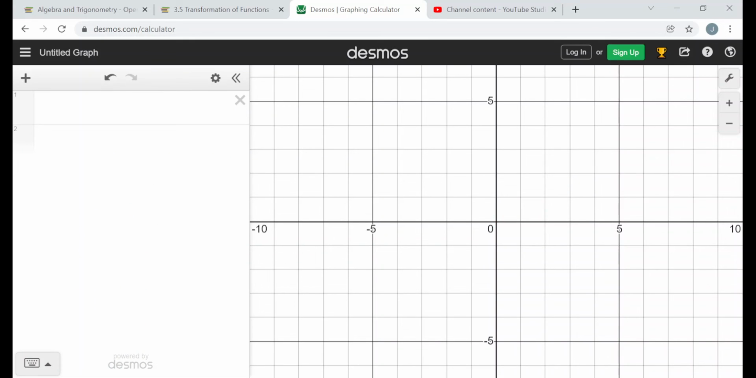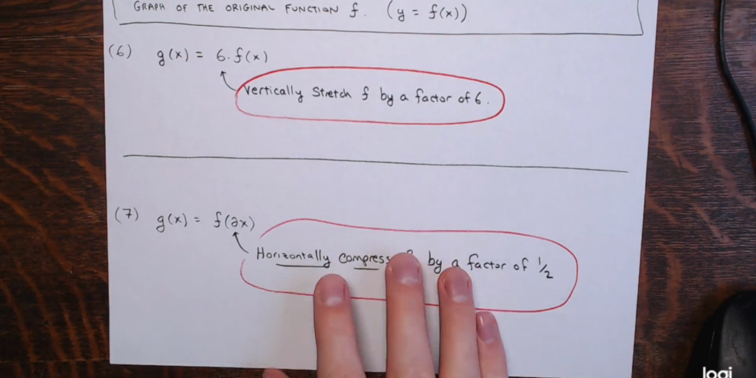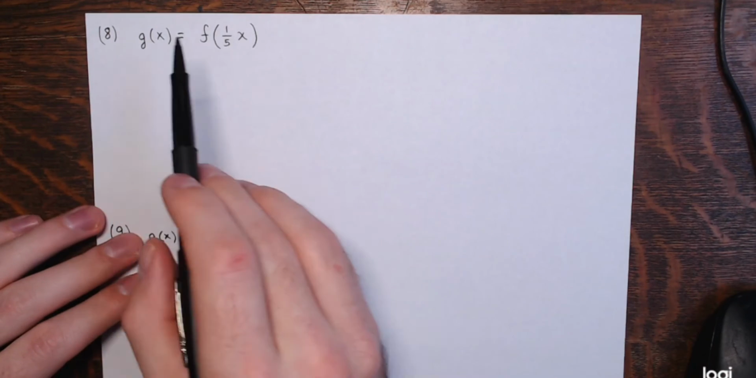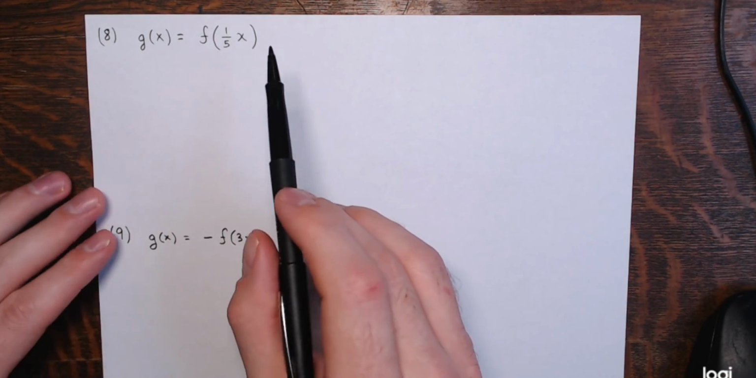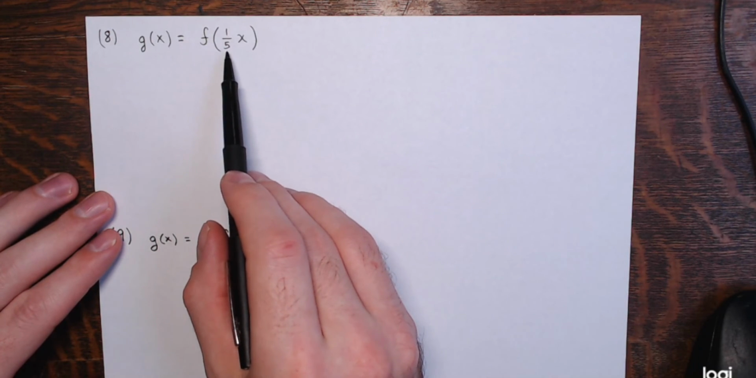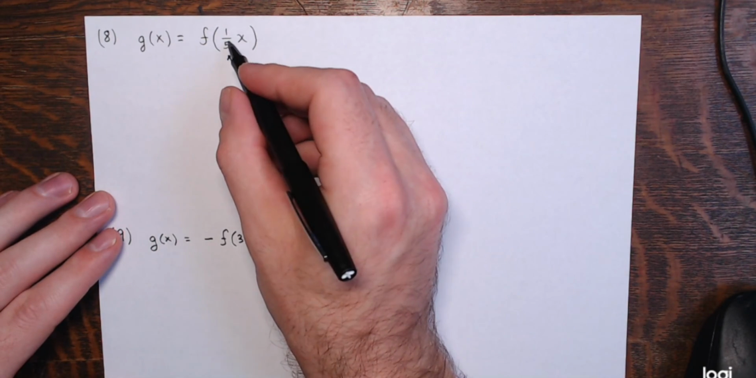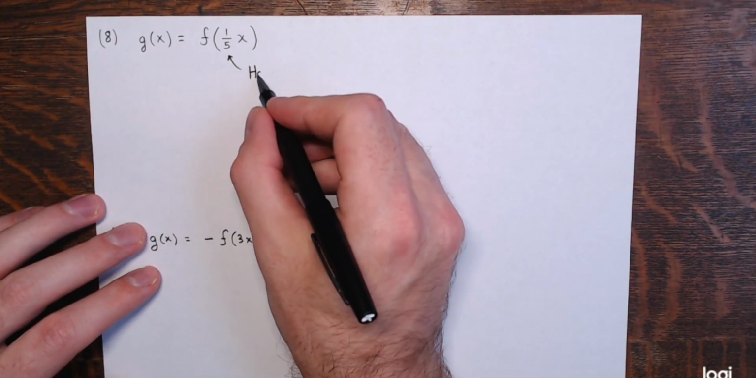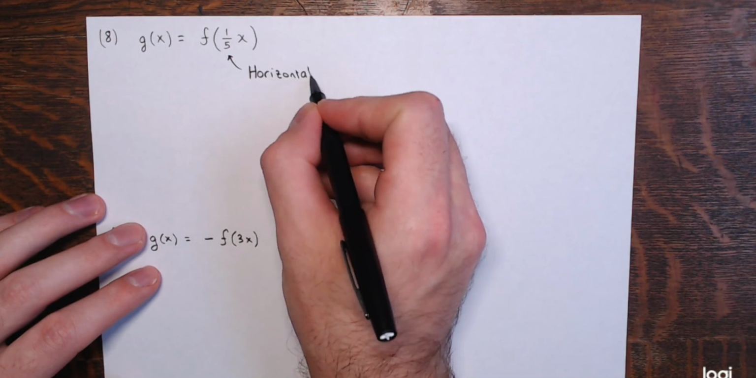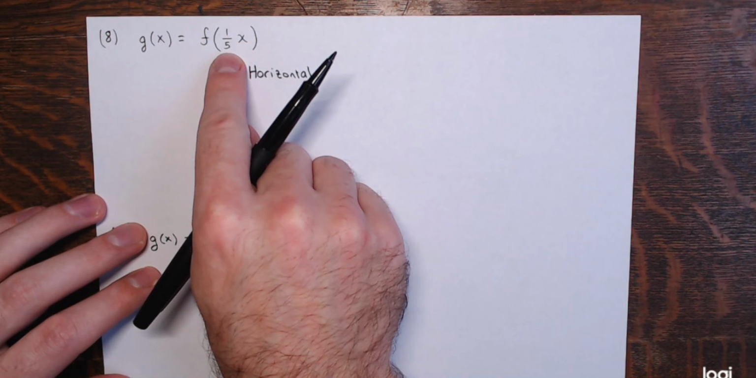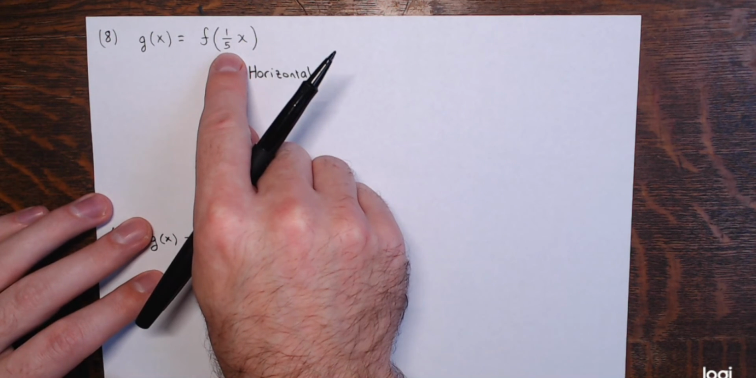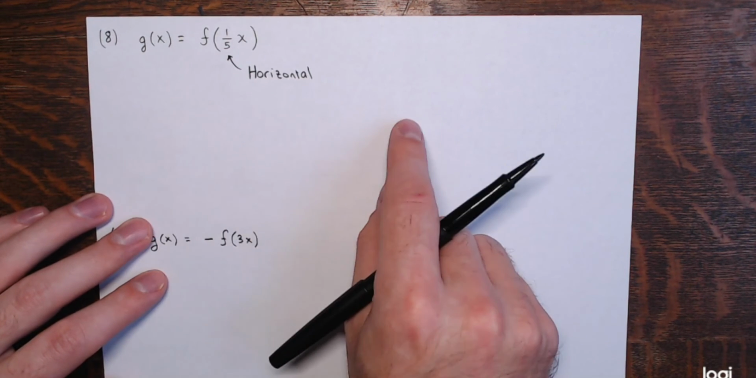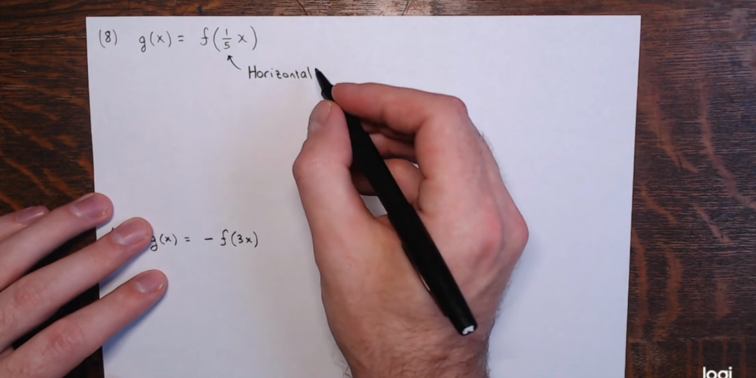All right, let's go back. And next example, we're doing the same thing. So here we have g of x equals f of 1/5 x. So again, notice the 1/5 is on the inside, not the outside. So this is going to cause a horizontal transformation. Now, is it going to be a stretch or compression? Well, remember, all the x coordinates will get multiplied by the reciprocal of this number, by 5, and because this is less than 1, the reciprocal will be bigger than 1. This is a horizontal stretch, right?